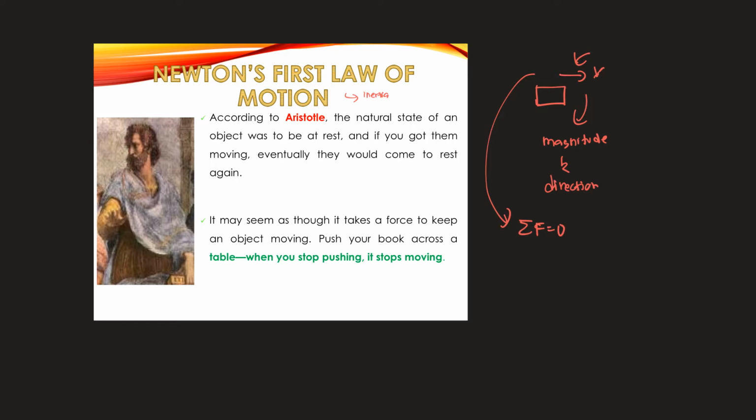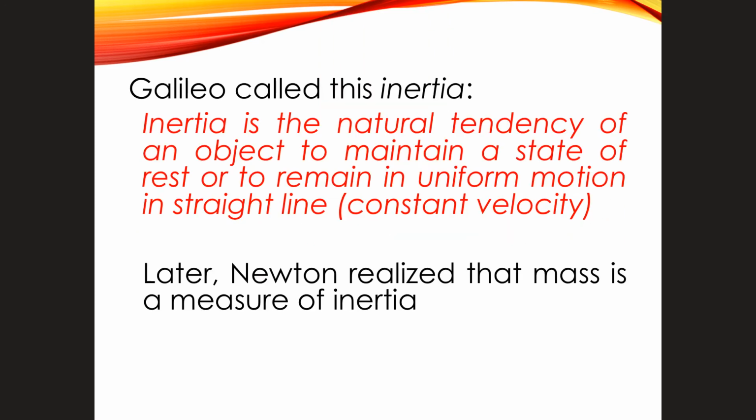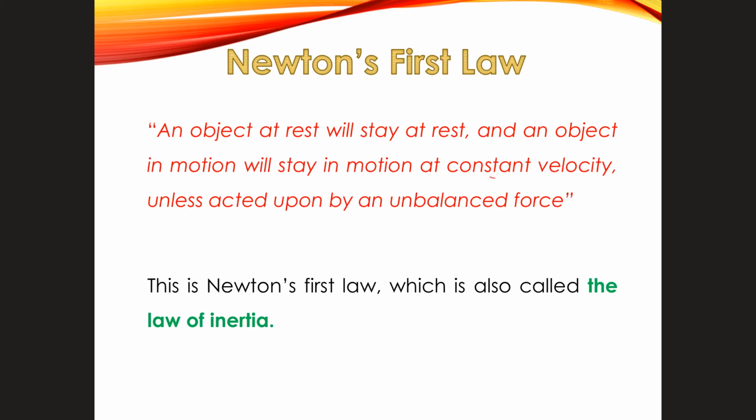That's why we can call it the law of inertia. Another name for Newton's first law is the law of inertia. The definition of Newton's first law you can rephrase, but the concept is still there. The object will stay at rest or move with constant velocity unless acted on by an unbalanced force. That is Newton's first law.